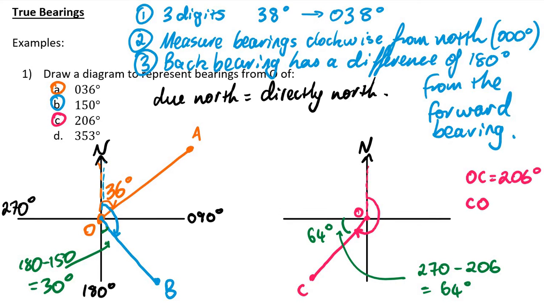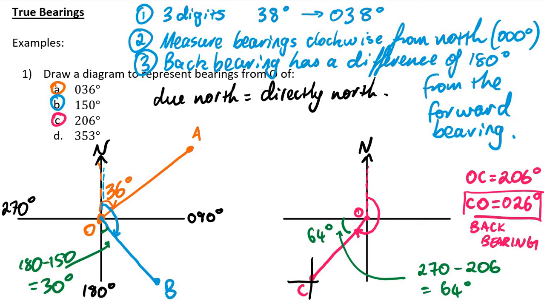The bearing from C to O will have a difference of 180. So you're either going to subtract or add 180. If you add 180, then you get a bearing of 386 degrees, which of course doesn't make sense because 360 degrees just gets us back to 0. So if we subtract 180, what we get is a bearing of 26 degrees. That is the back bearing. Okay, the bearing going back from C to O.